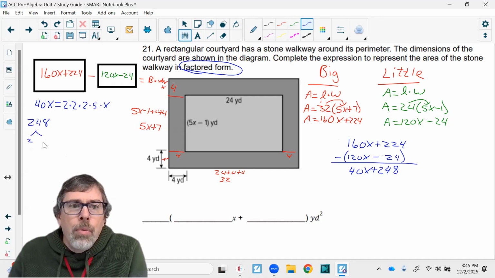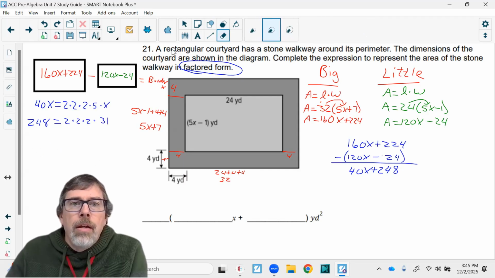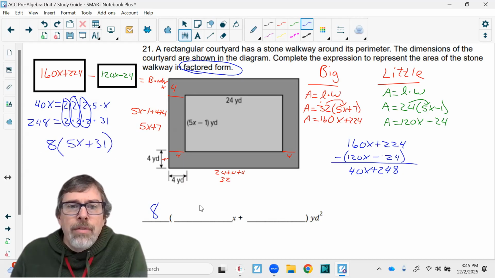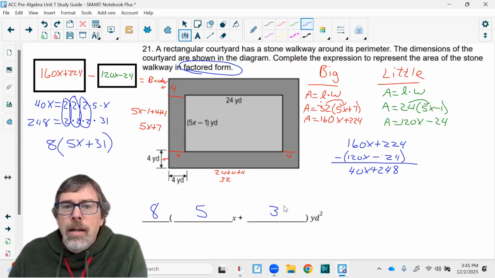That's going to be 2, 124, 2, 62, 2, 31. So this 248 equals 2 times 2 times 2 times 31. Now I'm going to erase my tree. So there's my expanded form. What do we have in common? We have 2 2s. We have 3 2s. 2 times 2 is 4 times 2 is 8. That goes here. So that would mean it was going to be 8 times the quantity 5x plus 31. That is this factored. So this 5 goes here, and 31 goes here.